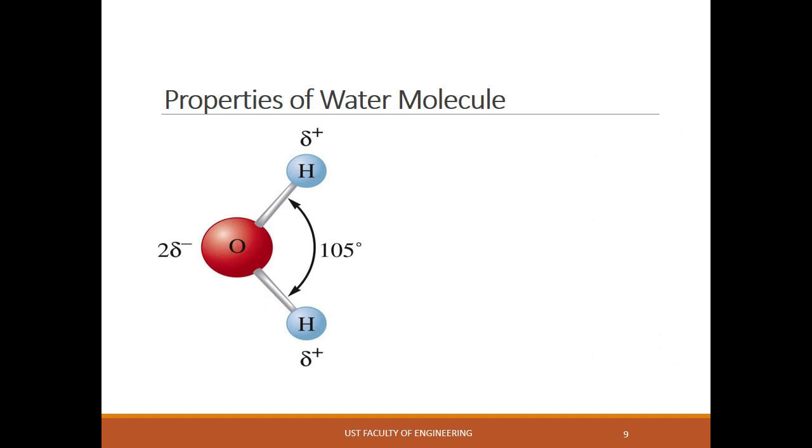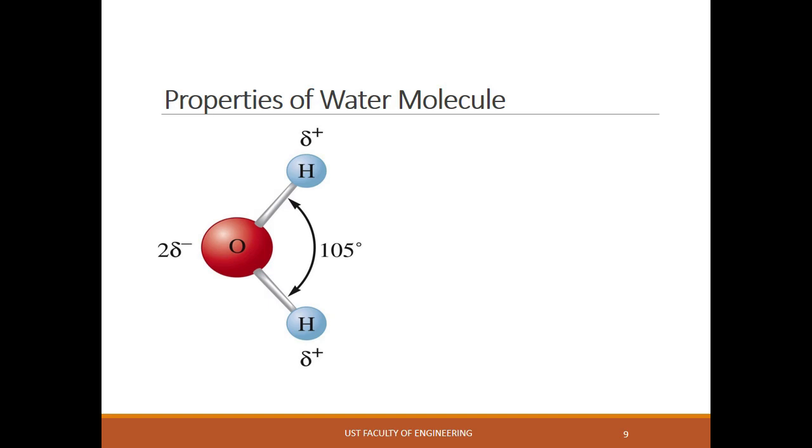Why is water such a great solvent? Let's have a closer look at the water molecule. It has an oxygen and two hydrogen atoms, thus H2O is its molecular formula. The hydrogen atom has a little bit less electron density than the oxygen atom. What does this mean?